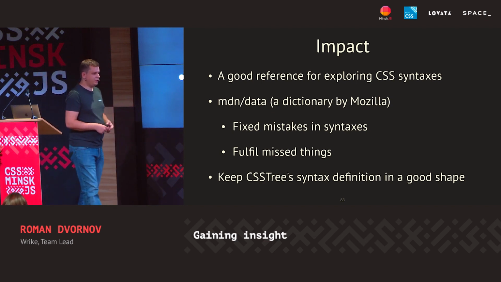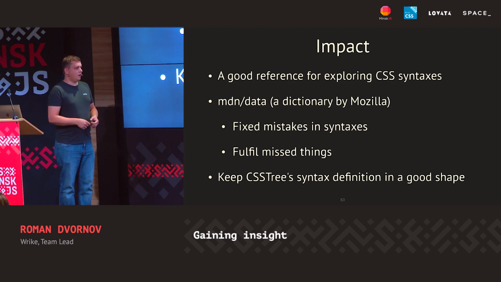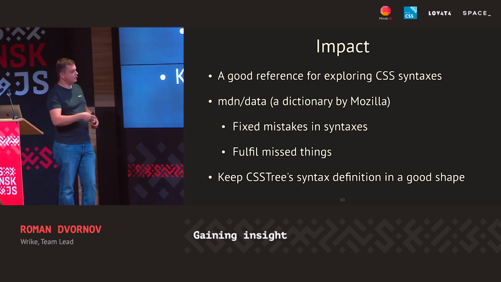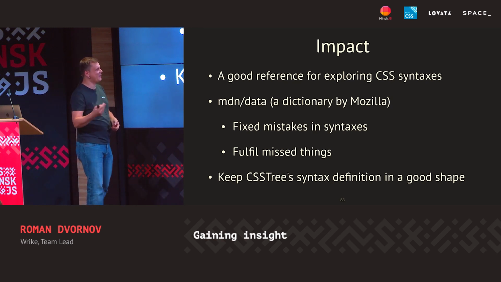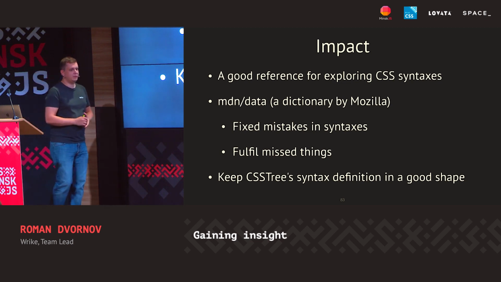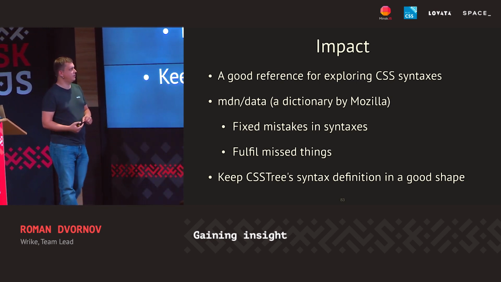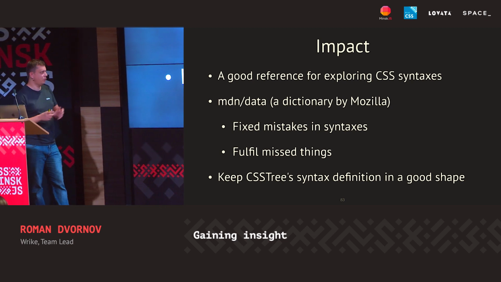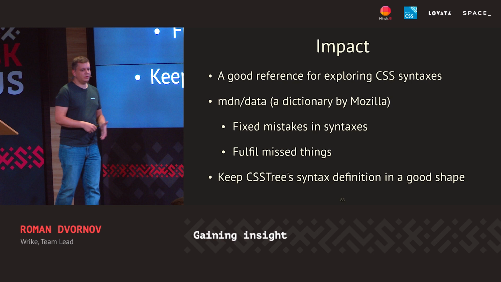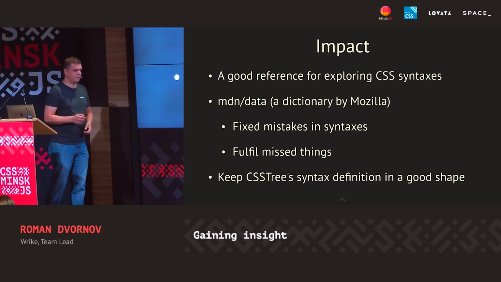Also, CSSTree uses MDN data. It's a package that contains a CSS definition synthesis. And this tool helped to fix many mistakes in syntaxes in MDN data and fill in missing things. For example, some syntaxes or properties were missing. And it also helps CSSTree to keep its definitions in good shape.